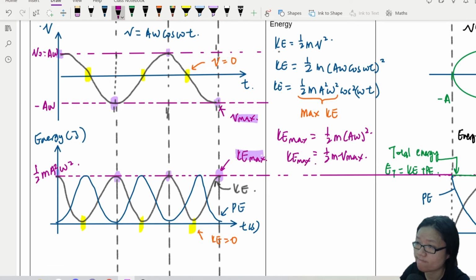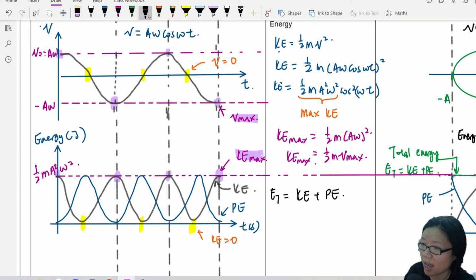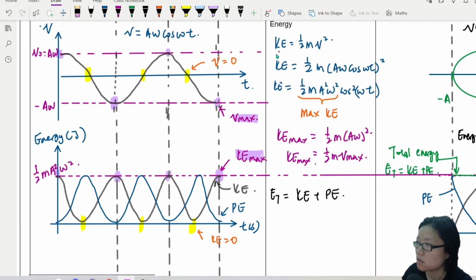Pretty cool. Okay. So if this is the maximum kinetic energy, and I know that the total energy is KE plus PE, so let me write that down for you. Total energy is equal to kinetic energy plus potential energy. However, total energy is also equal to maximum energy. When you add these two graphs together, you will get something like a constant horizontal line like this. This is your total energy. Okay, so I'm going to write here. This one is total.